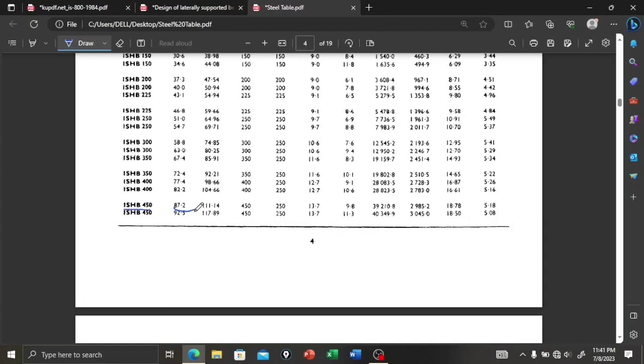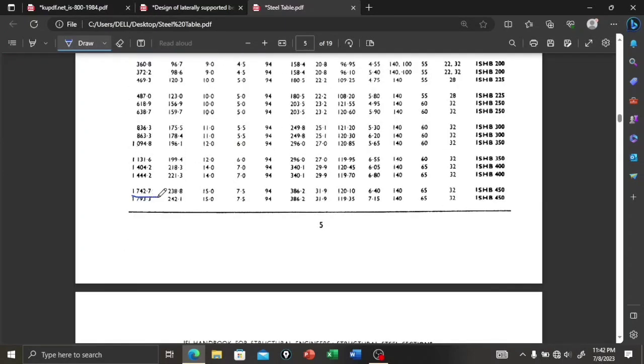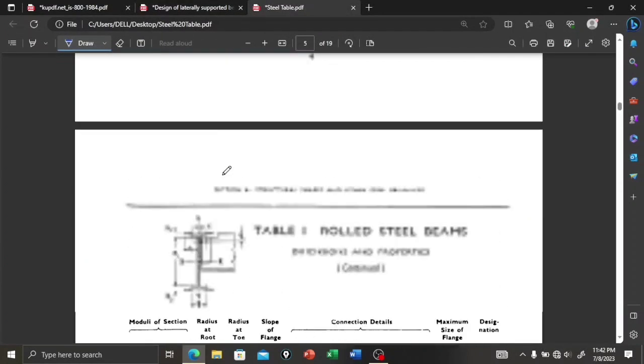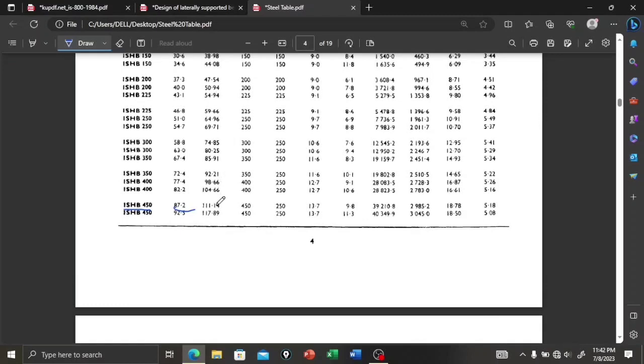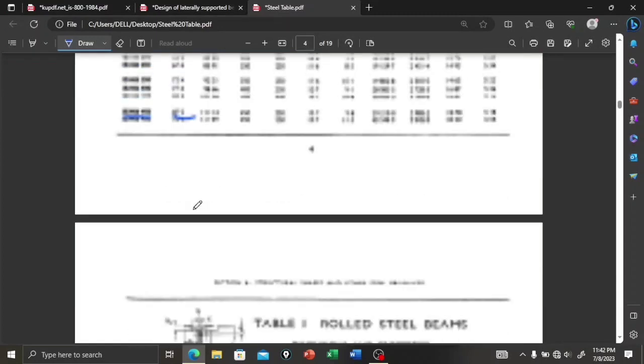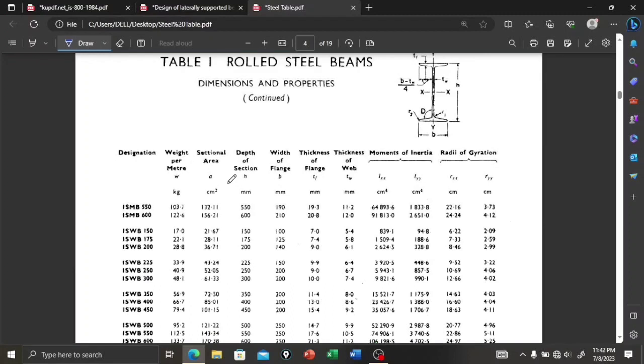ISSB 450 at the rate 87.2. The second moment of area Z is 1742.7, which approximates 1740. Area is 111 point something centimeter square.